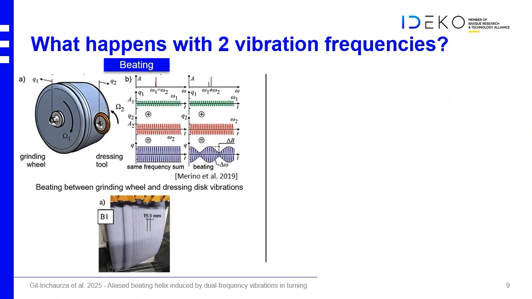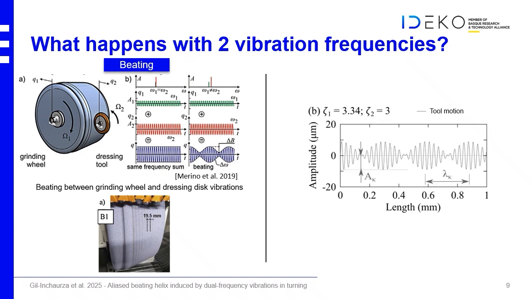And now, what's happening when we have two vibration frequencies? So there are previous publications reporting the beating effect that appears when we have two frequencies that are next to each other and with similar amplitudes. In this case, it was a grinding process with dressing that was considered, with rotations from the grinding wheel and from the dressing wheel. And as we have two frequencies that are next to each other, we will have these long wavelengths of beating, and the wavelengths of the beating will be related to the distance between omega-1 and omega-2. And this can also leave marks on the surfaces.